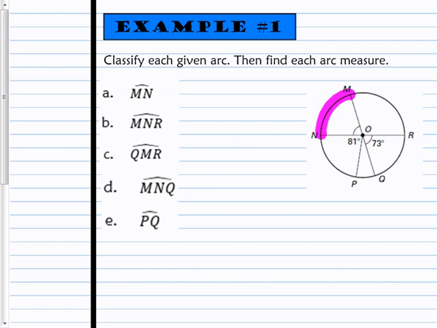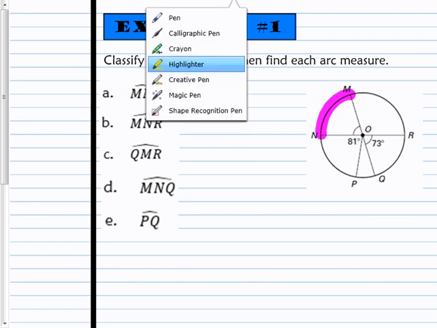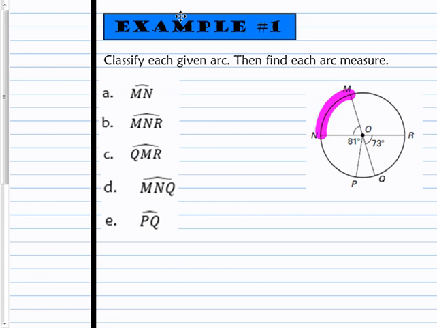Well, we might need to look at how many degrees it is first before we determine if it's major or minor. Well, I see that this angle is the same as this angle. They're vertical angles, plus they're marked the same. So if this angle is 73 degrees, this angle has to be 73 degrees. Well, that's definitely less than 180, so this would be minor, and it's 73 degrees.